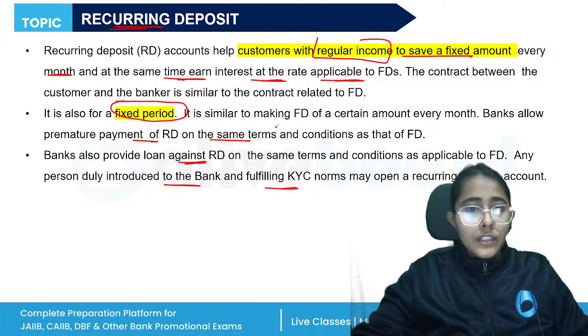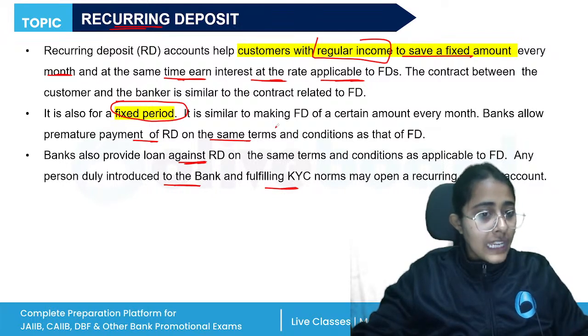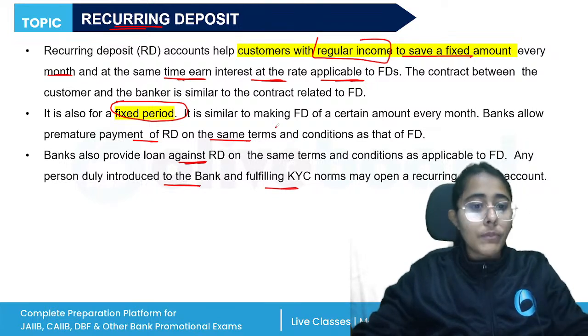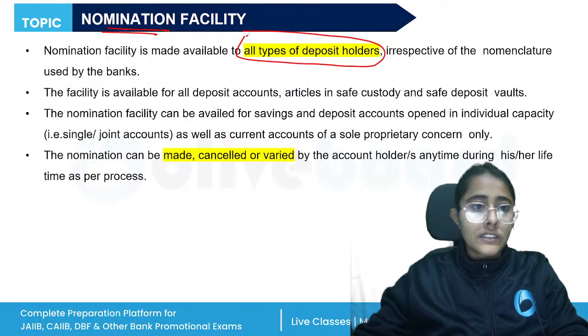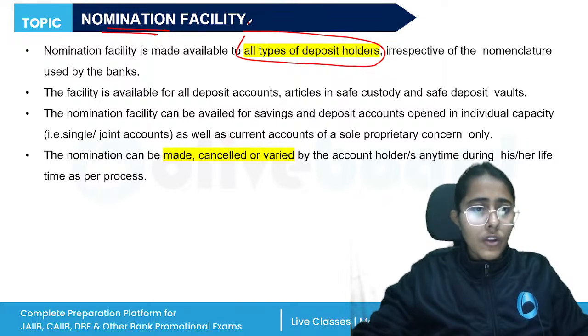All right. So the recurring deposit can be opened by a person in their own name or by more than one person in the joint names, even by a minor of age 10 years and above, according to the terms that are laid down by the banks. On the liability side, we also have the nomination facility, which is made available to all the types of deposit holders, irrespective of the nomenclature that is used by the bank. All right. So nomination facility is provided.